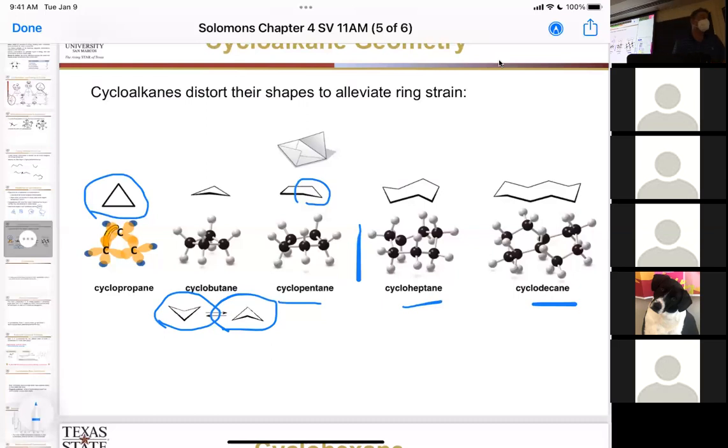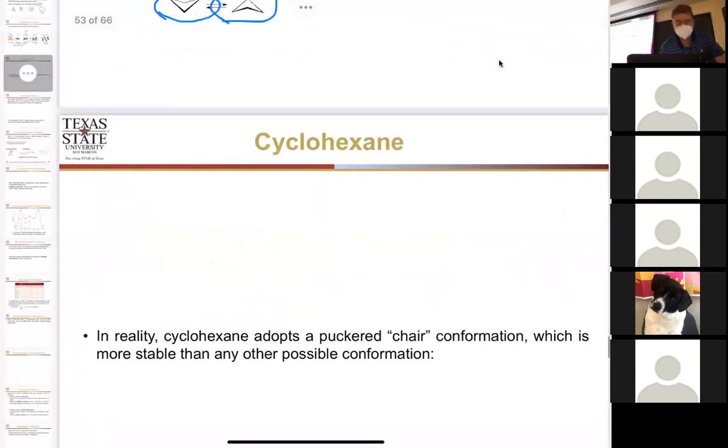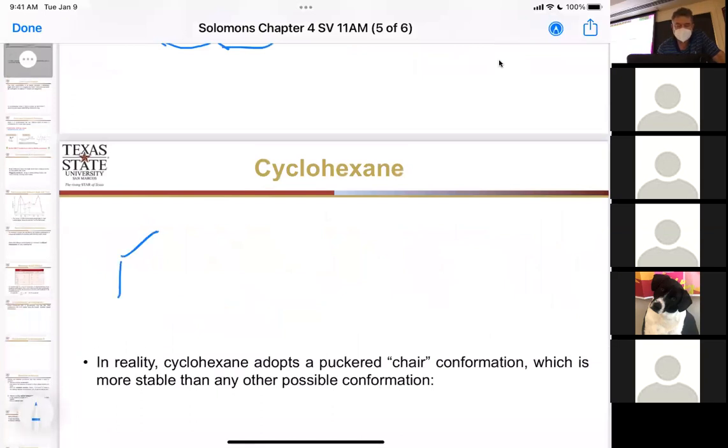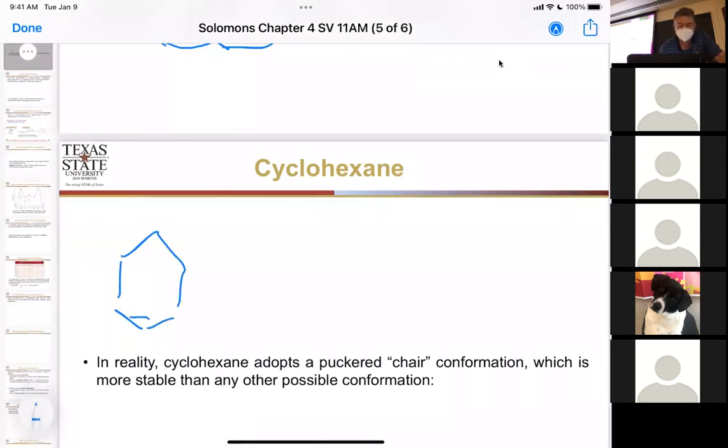Okay, so what about cyclohexane? Well, when I drew the cyclohexane, I drew it flat like this, and we saw that it was 120 degrees apart right here.